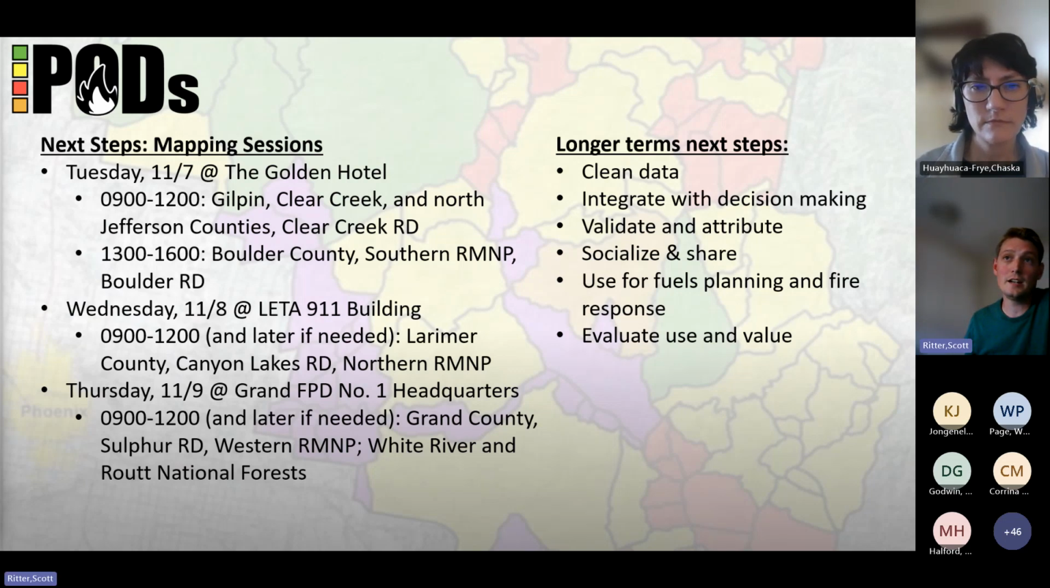As I said, right away, we're going to be ready to integrate these new networks with some decision-making and prioritization processes, continue to work and improve the validation and attribution of the lines, the whole process of sharing with partners, getting them out there for people to start working with in their fuels planning, whether that's locally or within the forest. And then we'll continue as we have to evaluate both uses and values of these pod networks, how they're informing decisions, how they align with wildfire outcomes, all sorts of stuff like that. So yeah, that's the longer term.